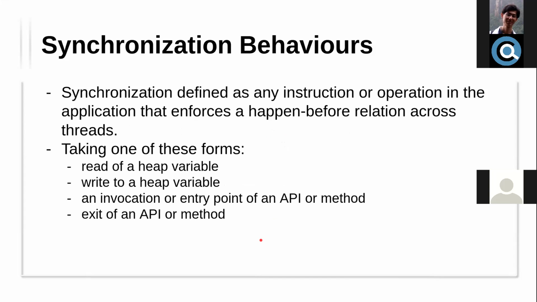Okay, the synchronization as defined in the paper is any instruction or operation that enforces the happen-before relationship across the threads. It should take one of these forms: a read or write of a heap variable, an invocation or entry point of an API or method, or the exit of an API or method. These are the kinds of things that the observer will pick up during the execution of the program.